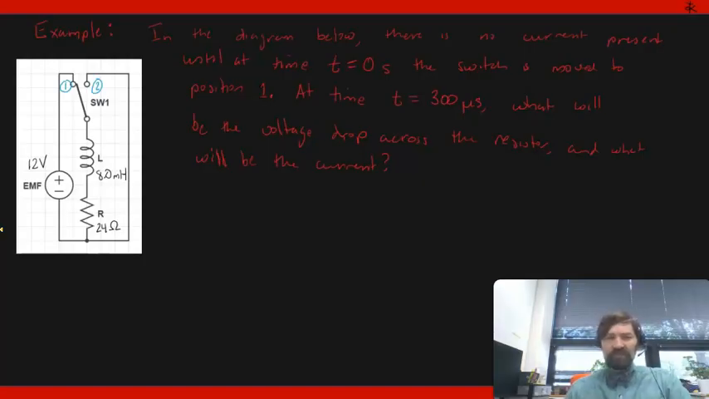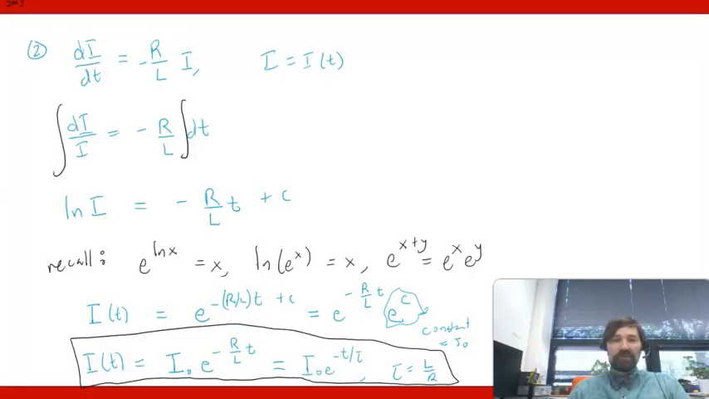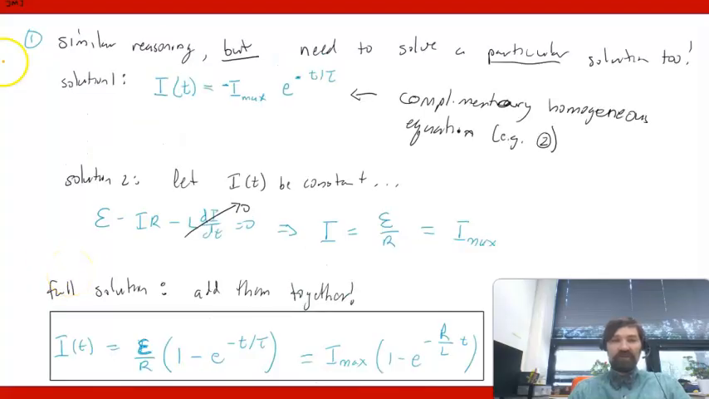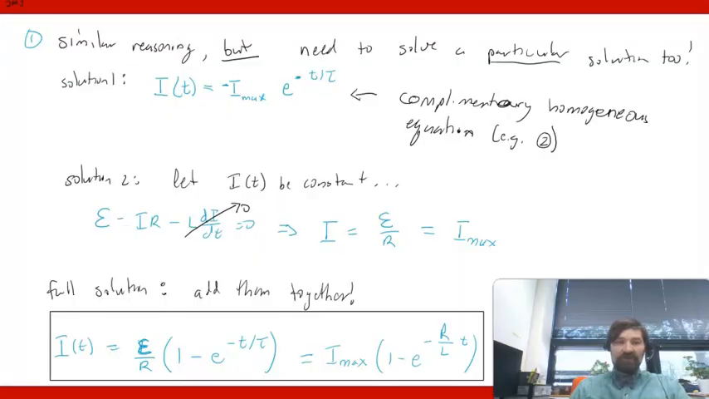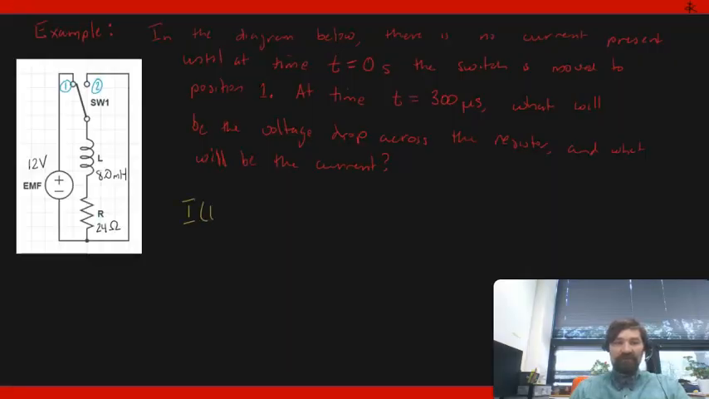So to solve this, we can make use of our solutions to condition 1, which is the same as what we have here. And so we should be able to write that I of t is equal to some I maximum times 1 minus e to the negative t over tau, where the I maximum is given by the EMF divided by the resistance.